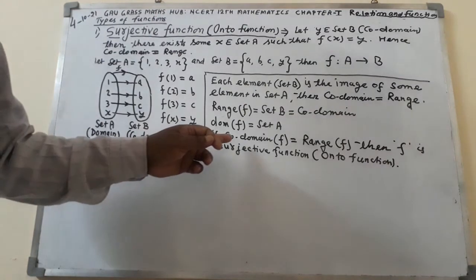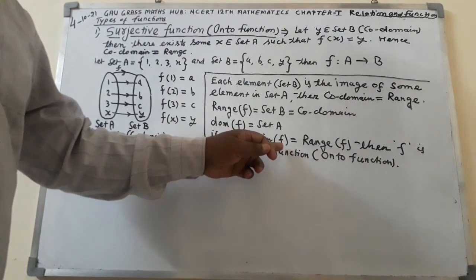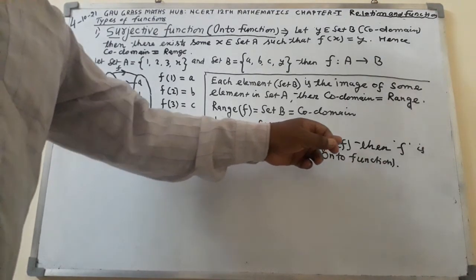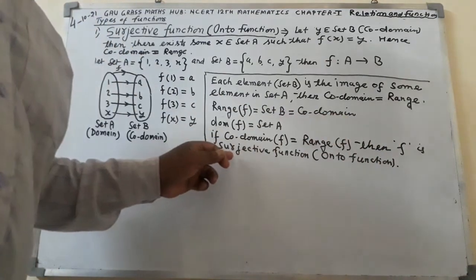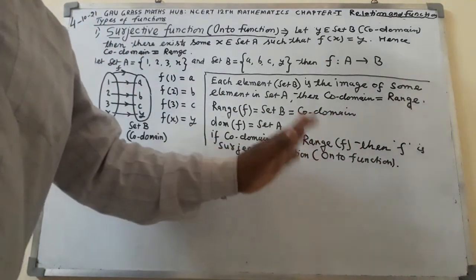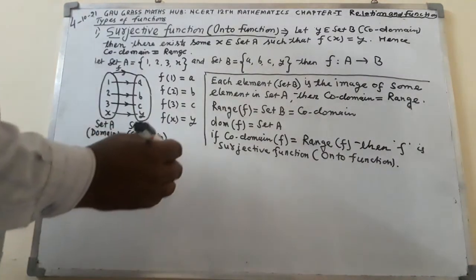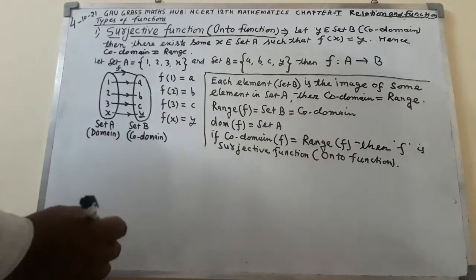if the codomain of f will be equal to the range of f, then f is called a surjective function or onto function. That's all. This is the proper explanation of a surjective function or onto function.